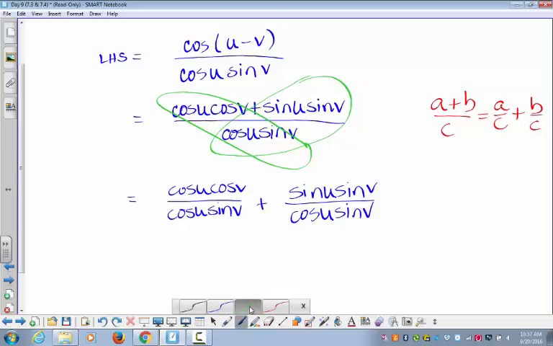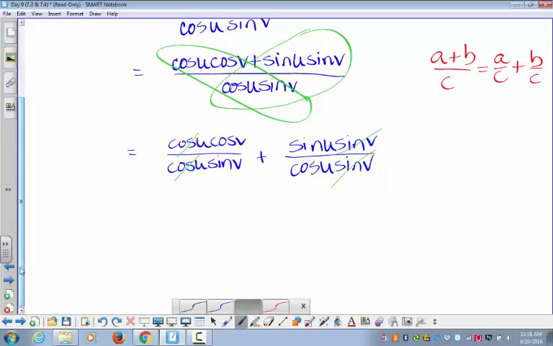And in this case, now we see, okay, the factor of cosine u vanishes. The factor of sine v vanishes. We have multiplication in the numerator and denominator, so we can cancel common factors. So over here, we're left with cosine over sine, which is cotangent. And then over here, we're left with sine over cosine, which is tangent of u.